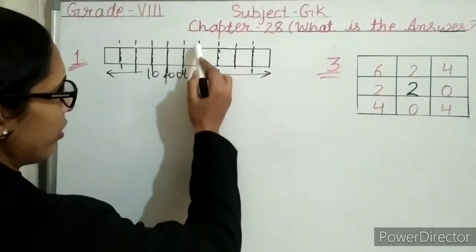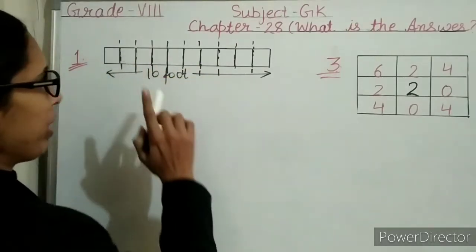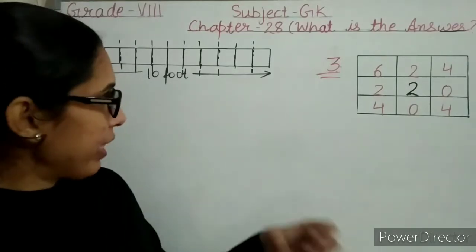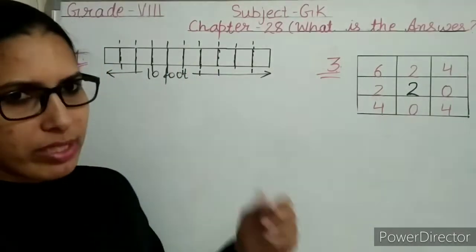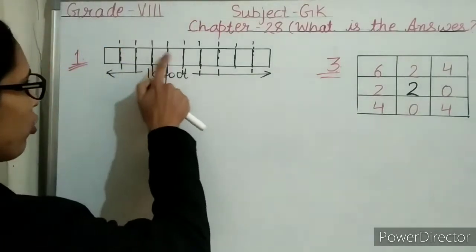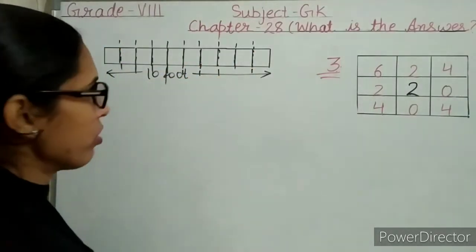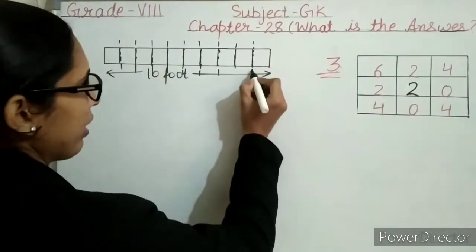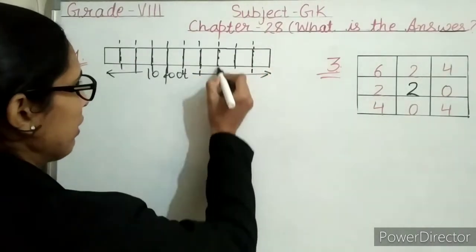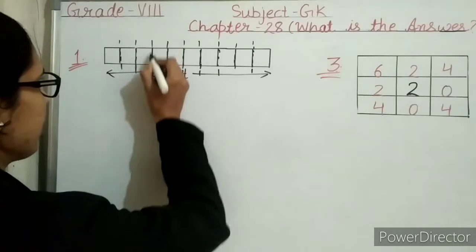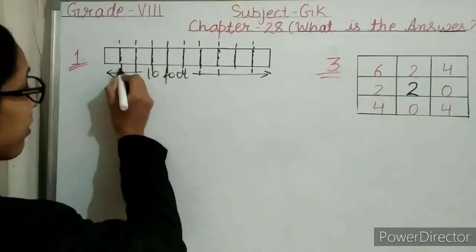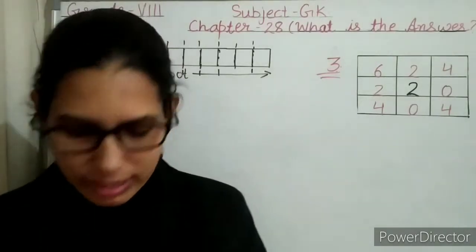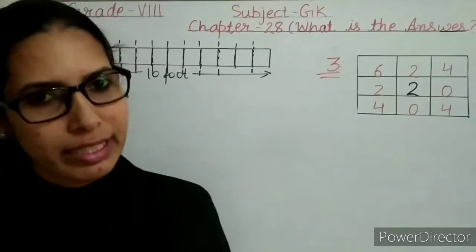Already I have done the markings here and made 10 equal sections. So let's see how much time the carpenter will take to cut this plank into 10 equal sections. 1, 2, 3, 4, 5, 6, 7, 8, 9, 10. There are 10 equal sections. If for one cut he is taking 1 minute, 2 minutes, 3 minutes, 4, 5, 6, 7, 8, 9. After the 9th cut, he will have 10 equal pieces. So how much time did it take him to get the 10 equal sections? The answer will be 9 minutes.